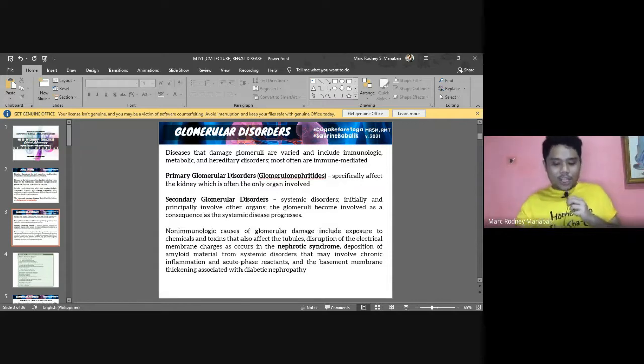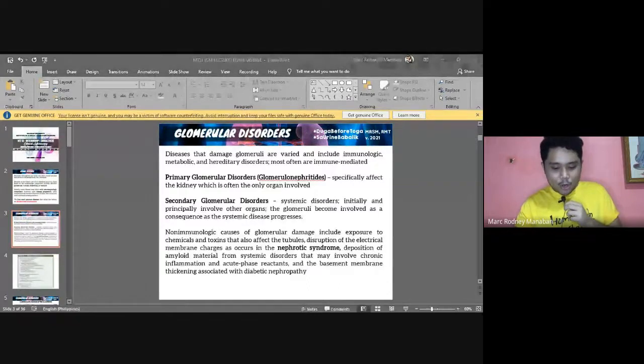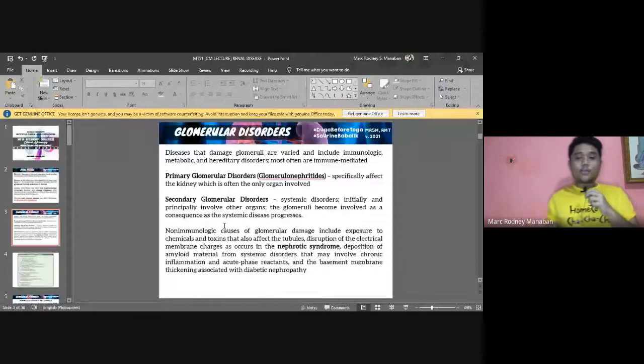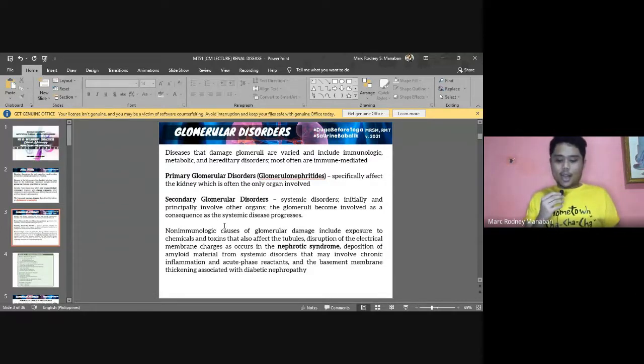Now, your glomerular disorders can be divided into two categories. You have the primary glomerular disorders, which are also known as glomerulonephritis, and you have the secondary glomerular disorders. From the name itself, with primary glomerular disorder, the problem is in the kidney itself, or there is a defect in the glomerulus directly, all right? So it specifically affects the kidney, and only one organ is affected.